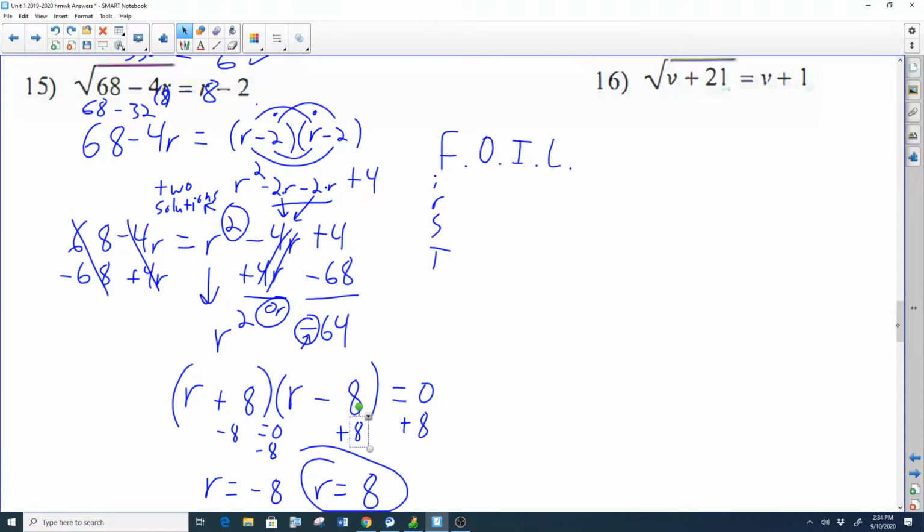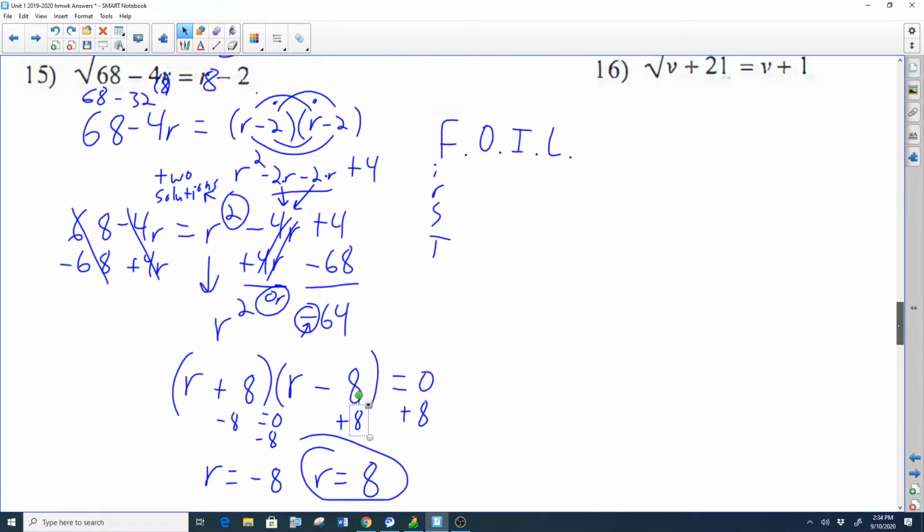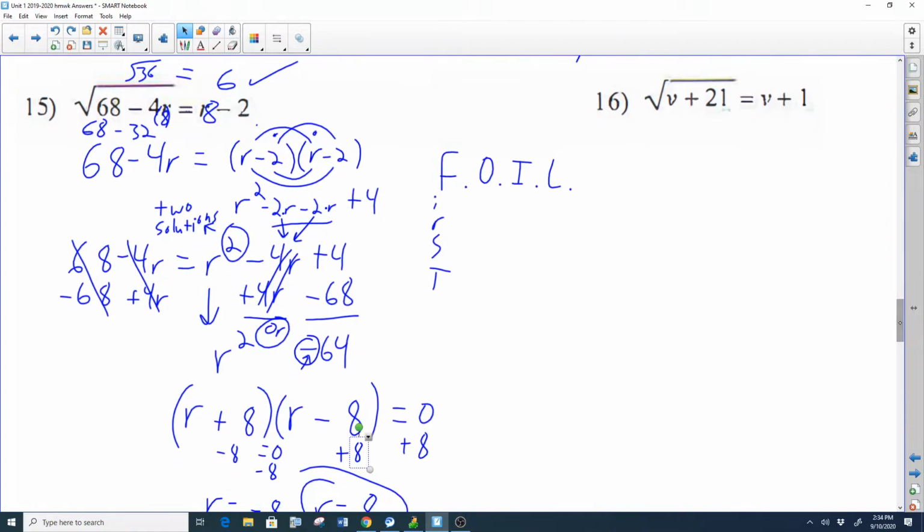Positive 8 definitely works. But I'm a little concerned about the negative 8. Let's take a look at that negative 8 there. So the problem is that when you plug a negative 8 in, you get a negative 10 on this side. Okay. And then when you plug a negative 8 in here, you get negative 8 times 4. Negative 8 times 4 is 32.